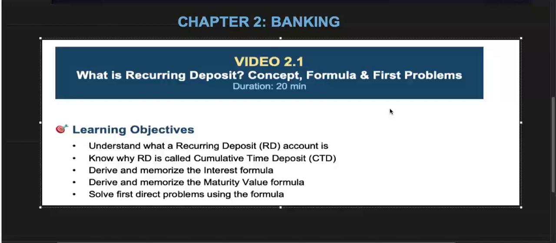Before we start, a quick question to you guys. If you save rupees 500 every month for 2 years in a bank at 8% interest per annum, how much will you get at the end of this 2-year period? Most people will say rupees 12,000 plus some interest, but the actual answer is 13,040 rupees. The difference comes from understanding how recurring deposit interest works. Let me show you the complete calculation here.